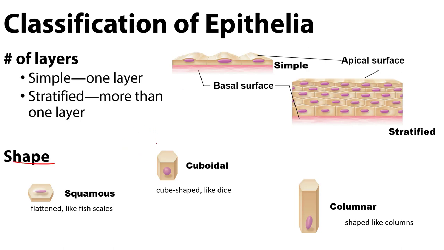Really, there's three basic shapes. There's squishy, flat cells, like pancakes. So we talk about squamous cells that look like fish scales. Then there's chunkier cells, the cuboidal cells, right? And then there's taller cells, columnar cells.